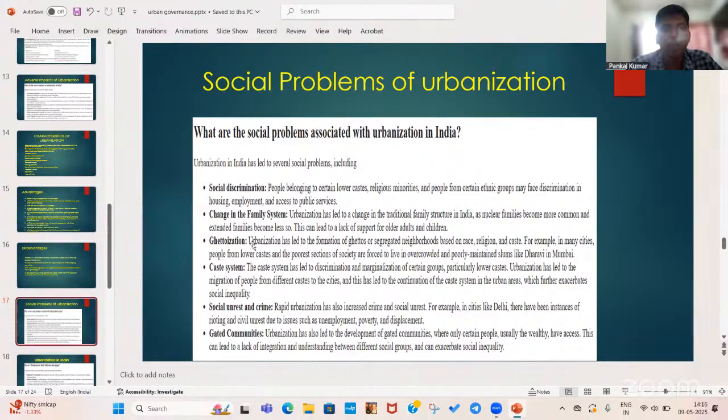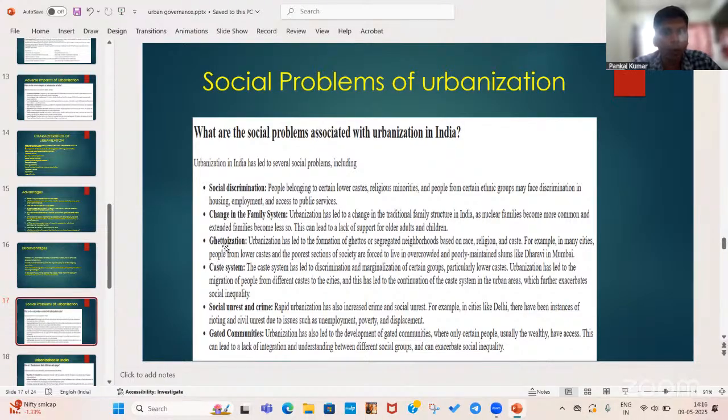Then change in the family system. Urbanization has led to a change in the traditional family structure in India, as nuclear families have become more common, and there will be breakdown of joint families. Extended families become less. So this can lead to a lack of support for older adults and children, lack of support for aging parents, and lack of support for children. So this in a way can be called a lack of social capital, because that sense of community is also diminishing or declining in urban areas.